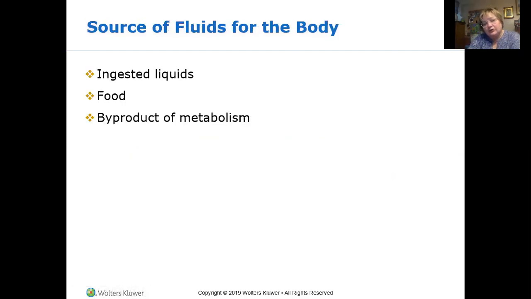Now we're going back to thinking in general, where do we get fluids in the body? Of course, we ingest both liquids and foods. We need to keep in mind that some foods contain fluid. What we typically try to measure is the fluid we drink or ingest, and we keep account of that, especially if our patient needs to be on a strict I&O, intake and output. Also, as a byproduct of metabolism, some chemical reactions actually create a little bit of water.